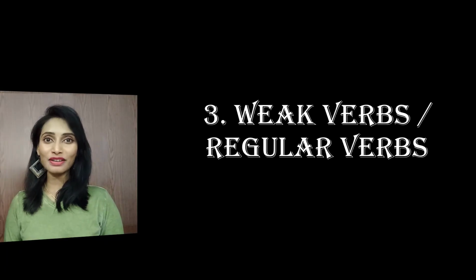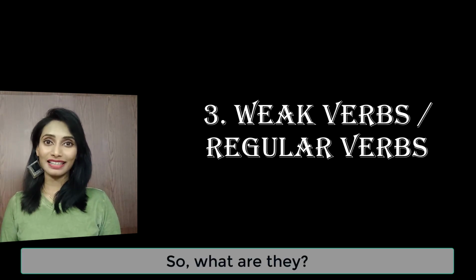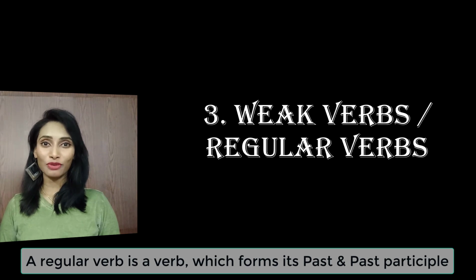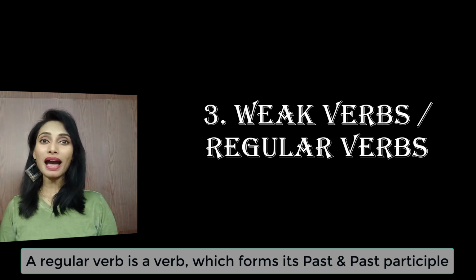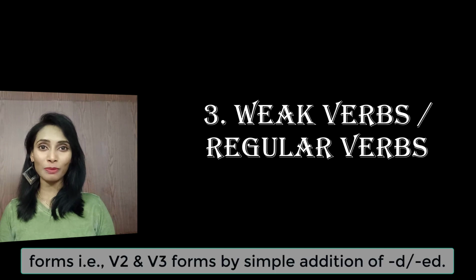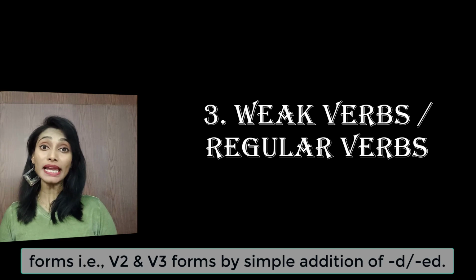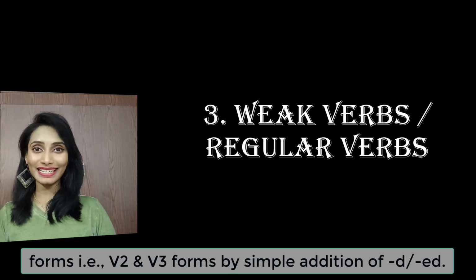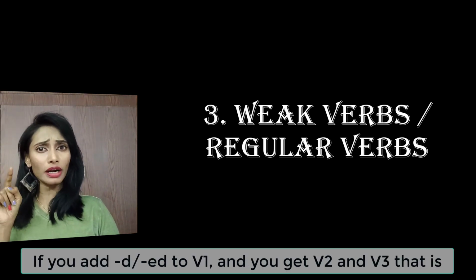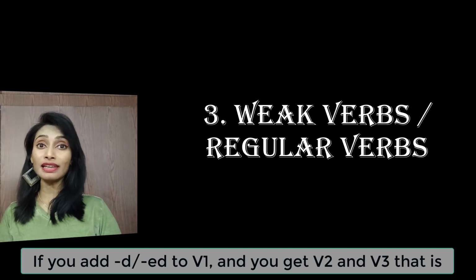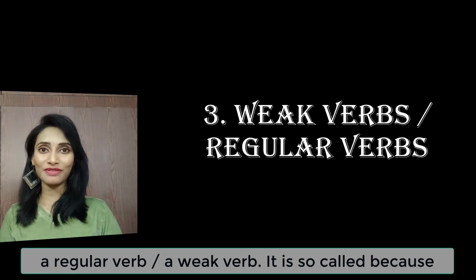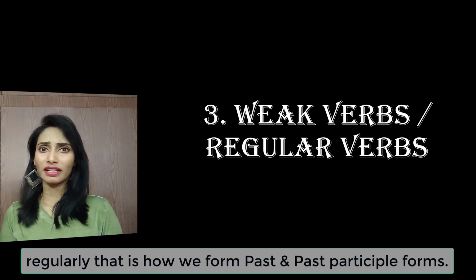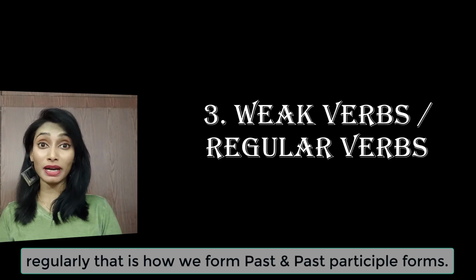The third one is weak verbs, which are also called regular verbs. So what are they? A regular verb is a verb which forms its past and past participle forms, that is V2 and V3 forms, by simple addition of D or ED. If you add D or ED to V1 and you get V2 and V3, that is a regular verb or a weak verb. It is so called because regularly, that is how we form past and past participle forms.